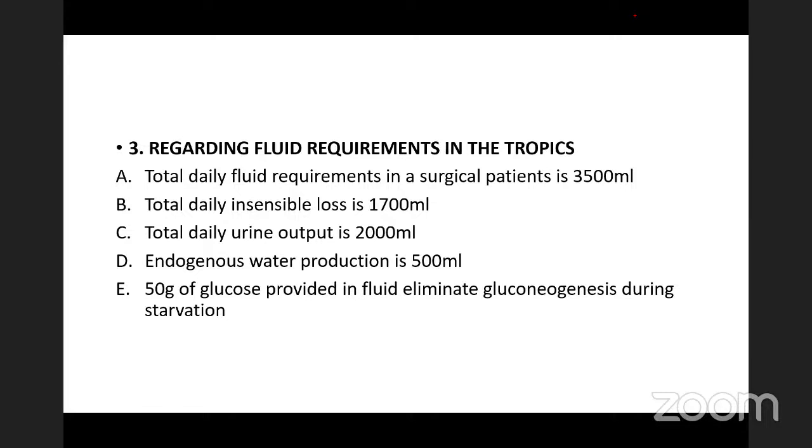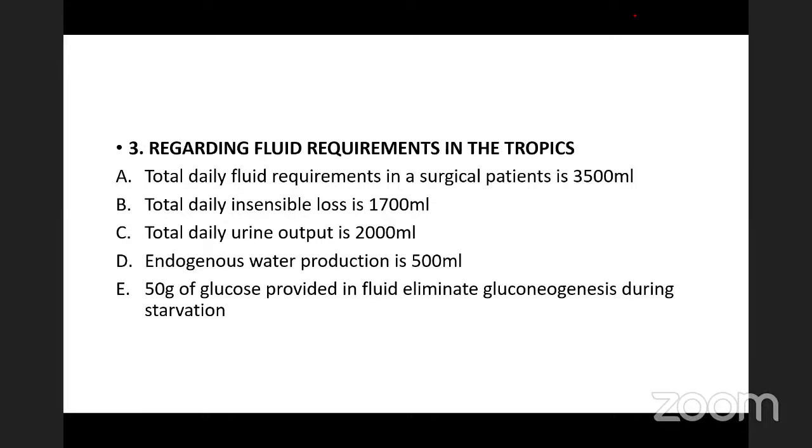Now, you should know that the total urine output in an adult in the tropics, I said, is 1,500 mils. So this is false. Endogenous water production is 500 mils, which is false. Endogenous water production is 200 mils. So that is water that is produced from metabolism, okay? It's 200 mils, so this is also false.